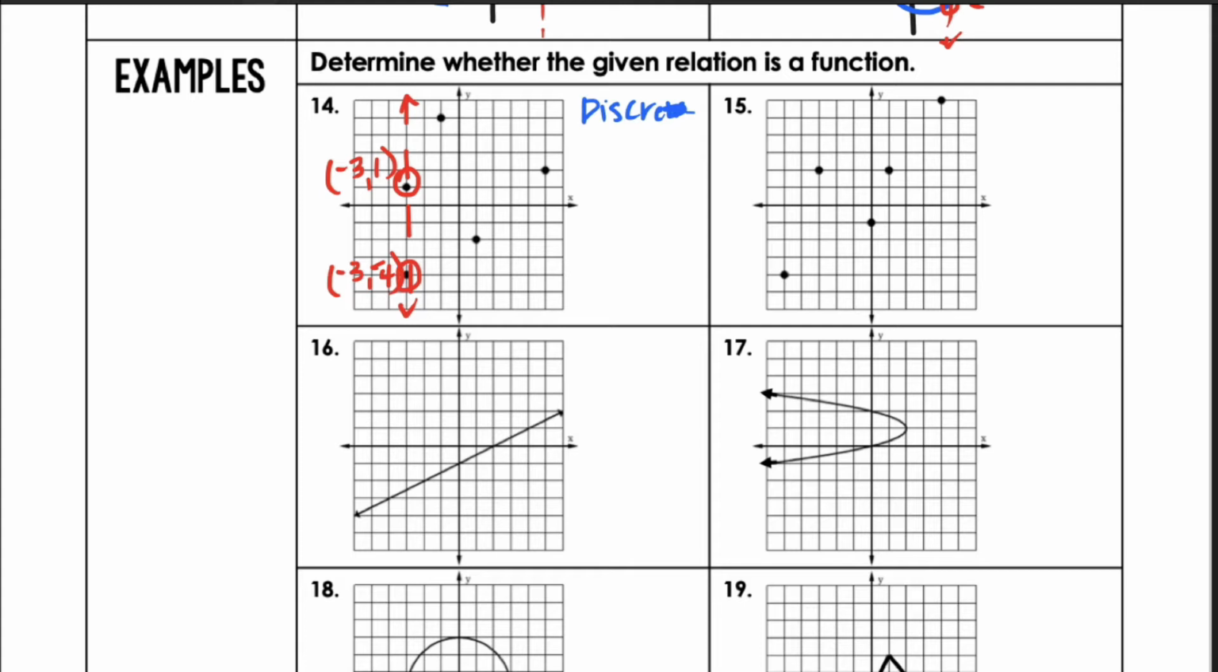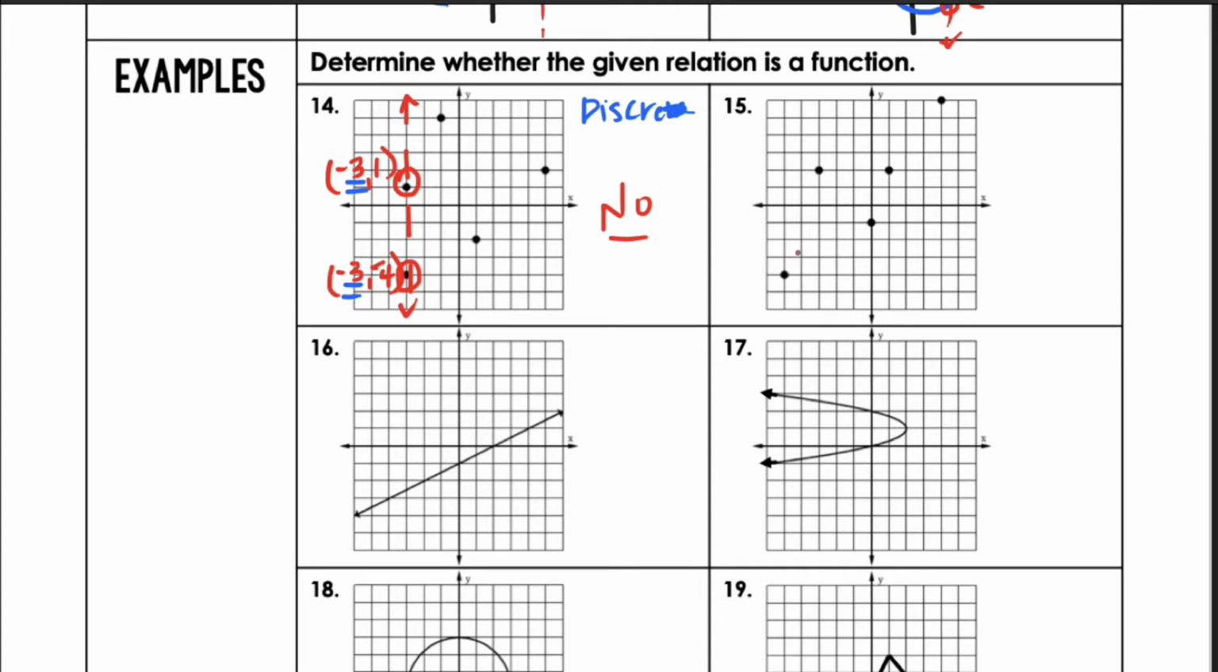-4. Again, we can see here we have the same x value repeating that's being assigned to two different y values. So this is not a function. So I would say no for this one.